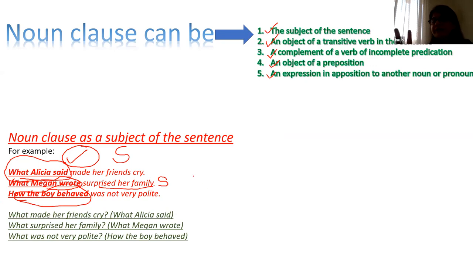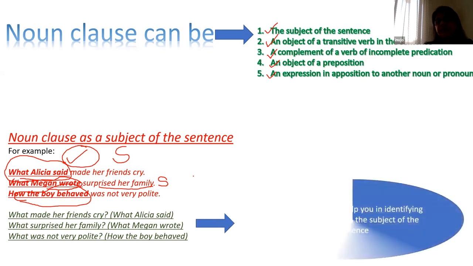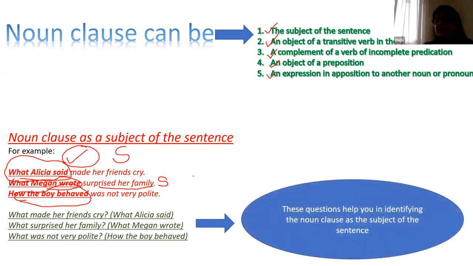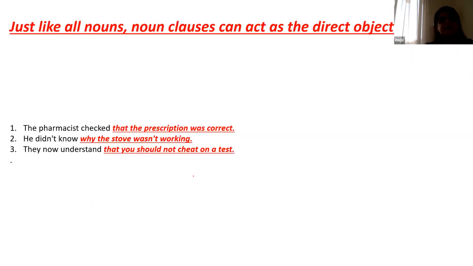First, you have to identify the noun clause in the sentence and then find out whether it is the subject of the sentence. How do you find out whether it is the subject of the sentence? When you pose these questions, what or how, then you get an answer which will identify the subject of the sentence. So like I said, these questions will help you in identifying the noun clause as a subject of the sentence. Now, just like all nouns, a noun clause can act as the direct object of a verb.